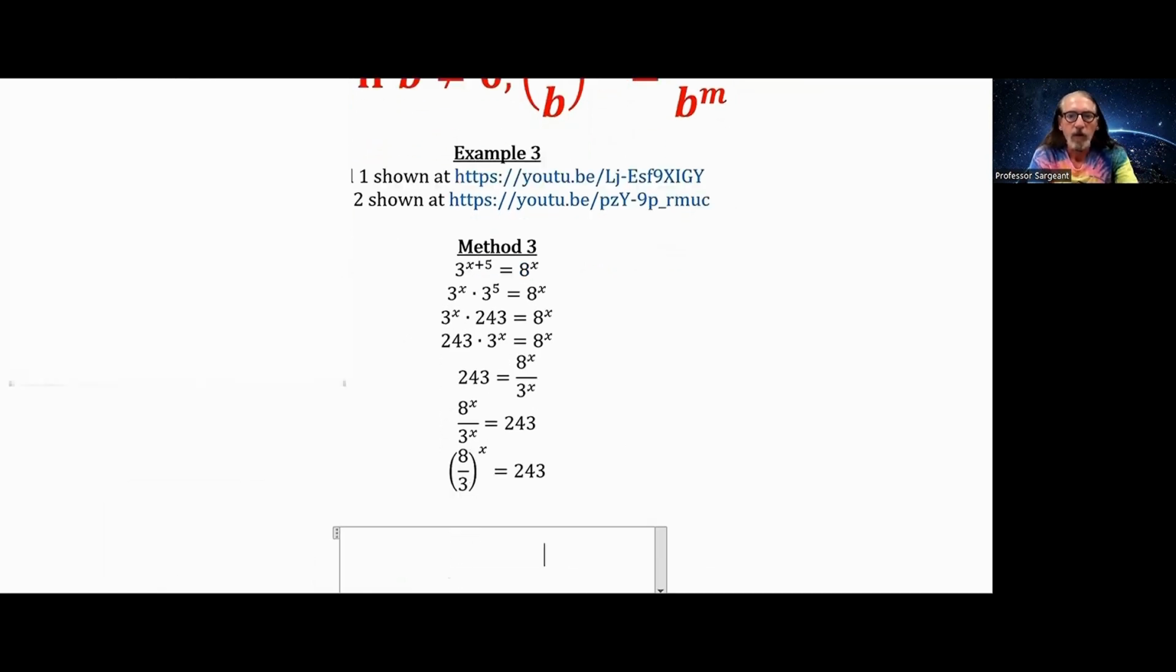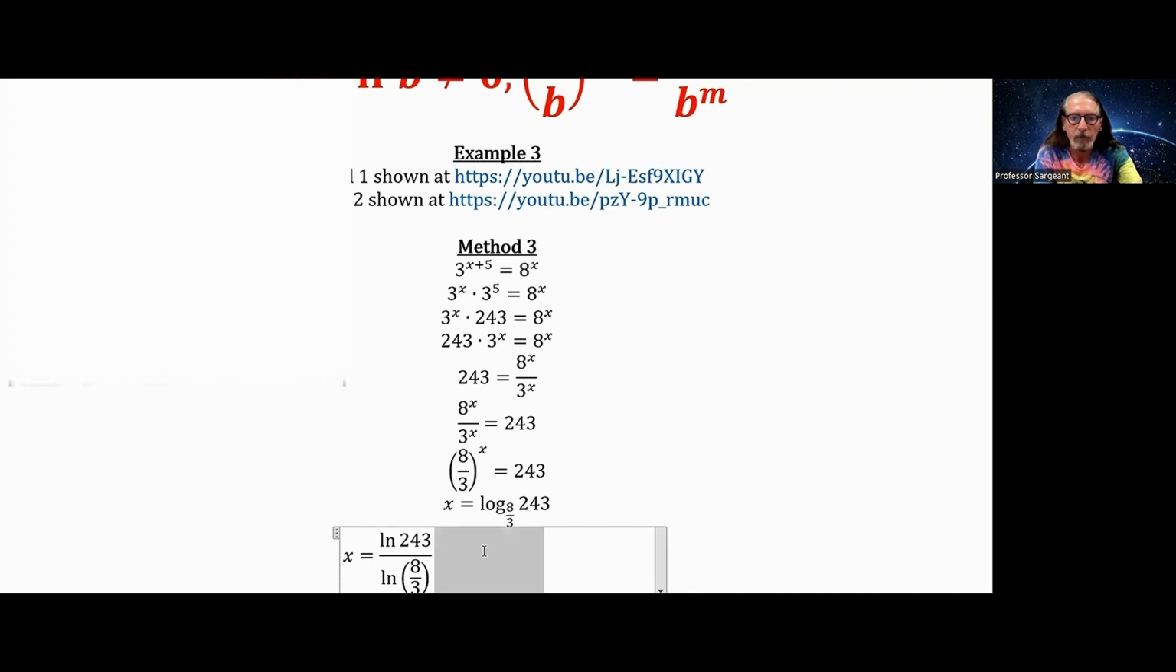And now we could take the logarithm of both sides in base 8/3, or better yet, just apply the definition of logarithms. The answer to the logarithm is the exponent x. The base is 8/3. And by a process of elimination, we're taking the log of 243 in base 8/3. Applying the change of base formula, we have this. Then the 243 came from 3 to the 5th.